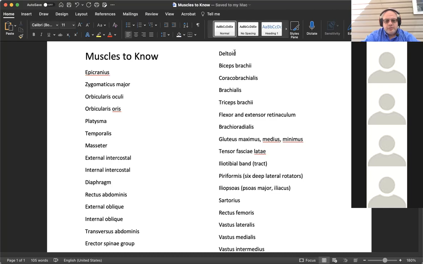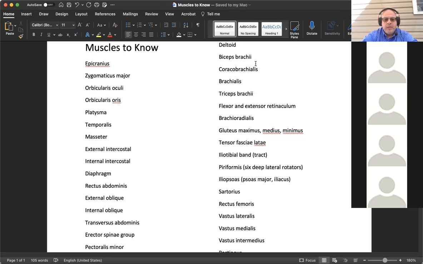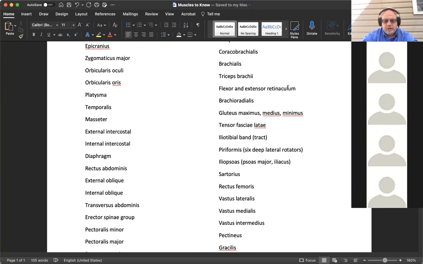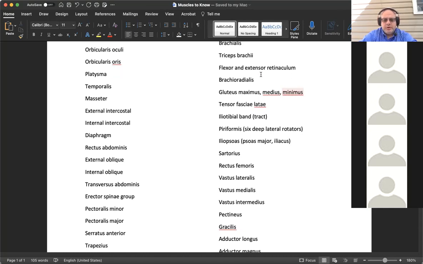Deltoid, that's where you probably got your injection if you've had a vaccination lately, or it could be Hep B or whatever, right in the beefy part of the shoulder. Biceps brachii, coracobrachialis, these are our upper arm muscles. Retinacula, I just want you to know the concept, and we'll take a look at those when we get to it. Brachioradialis, from the brachium to the radius.